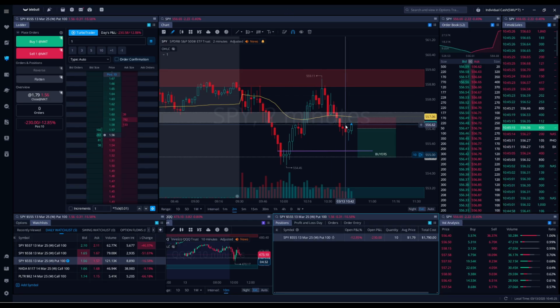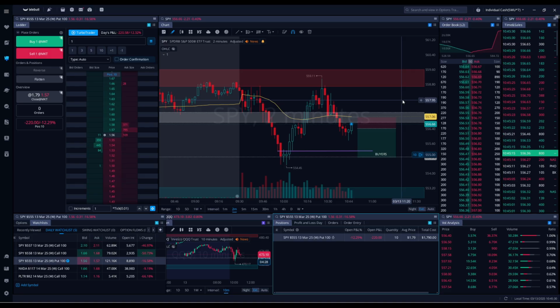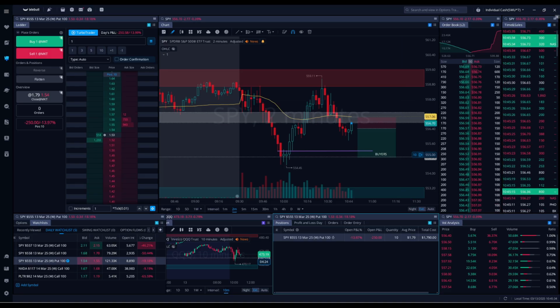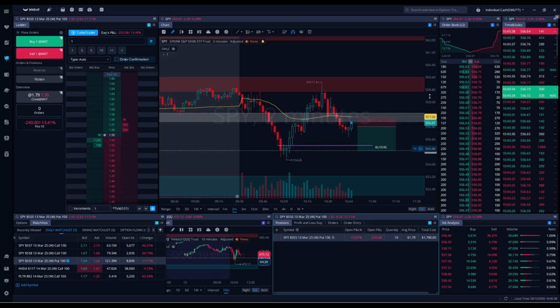Here we go. We're going to touch that 557-ish level soon. If we do, I'm interested in adding to this position. But if we get above it, I'm going to close this out and look to flip this trade.